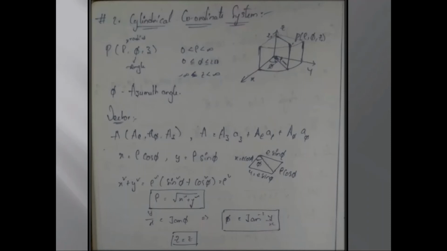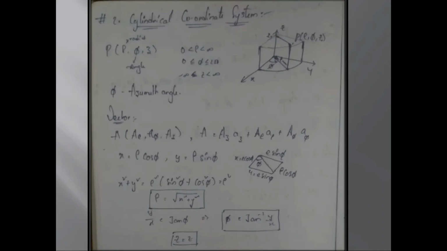Here az, aρ and aφ, which are small, are called the unit vectors of those coordinate systems. So x is equal to ρ cos φ, y is equal to ρ sin φ. How do these values occur? From figure 1, we can see that the x-axis forms a right angle triangle, and from this we can say that the x component becomes ρ cos φ and the y component becomes ρ sin φ.